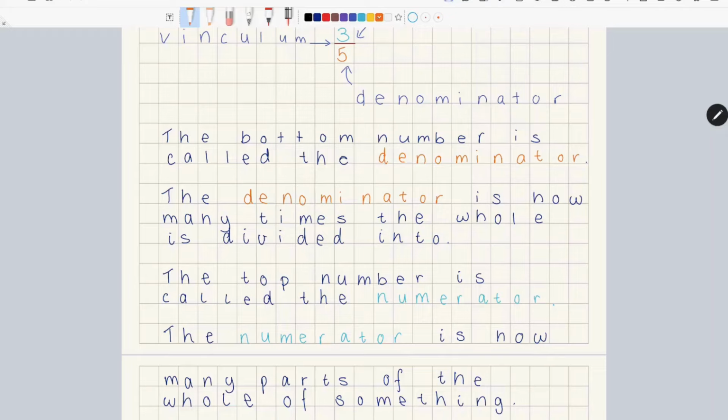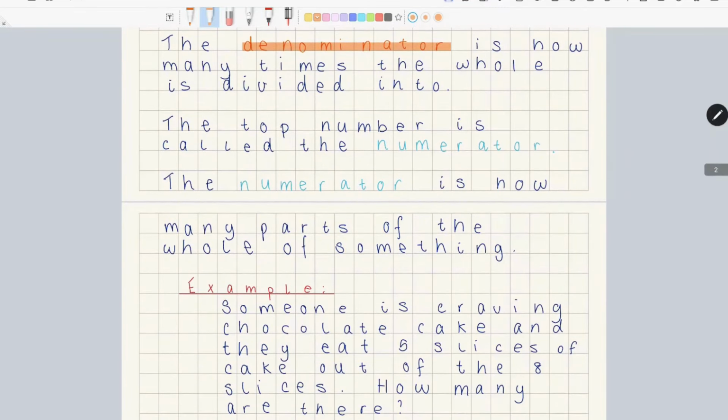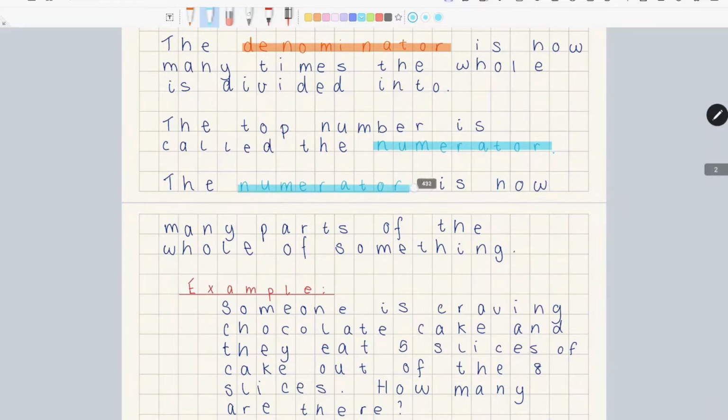Remember the terms when it comes to fractions. The bottom number is always called the denominator. And always remember the purpose of the denominator is how many times the whole is divided into. Same goes for the top number. It's called the numerator. The numerator shows us how many parts of the whole of something.